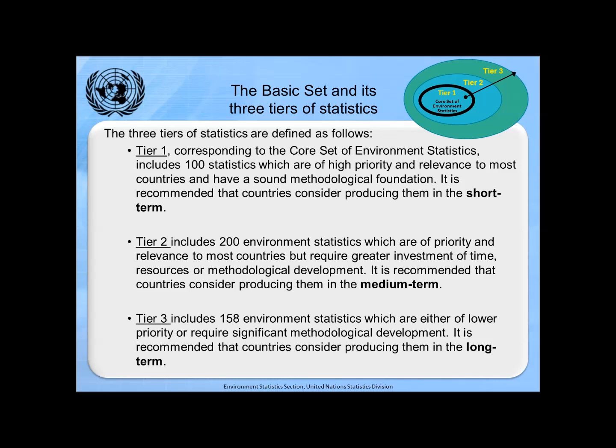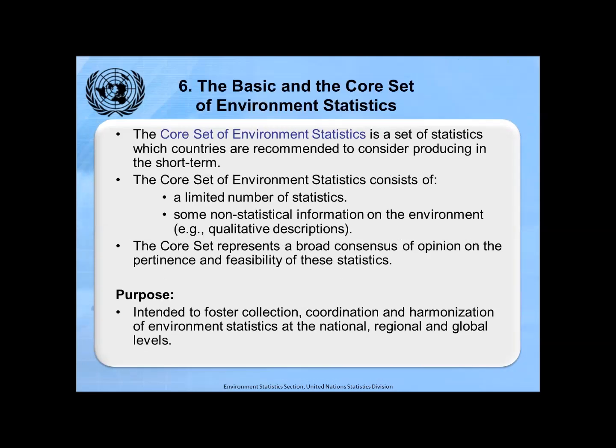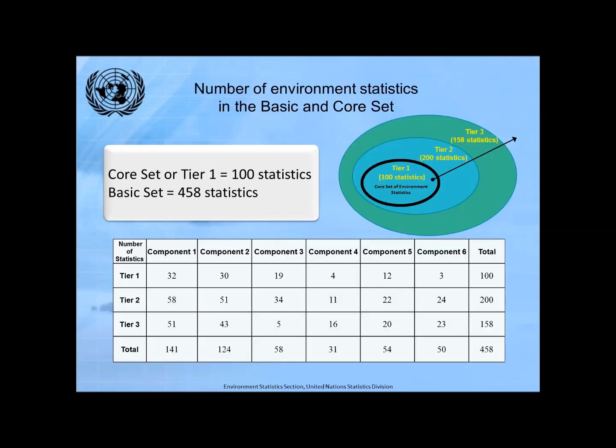And the core set of statistics, as I said, contains a limited number of statistics, which is 100, just to give some kind of boundary so countries don't get overwhelmed with a bunch of 500 statistics. So we thought to sort of show it in a limited area as well. And it represents a broad consensus opinion on the pertinence and feasibility of these statistics, because we have tested them and worked with many countries on coming up with this core set. This just gives you the different tiers according to the number, according to the components, like how many statistics are included in each component.